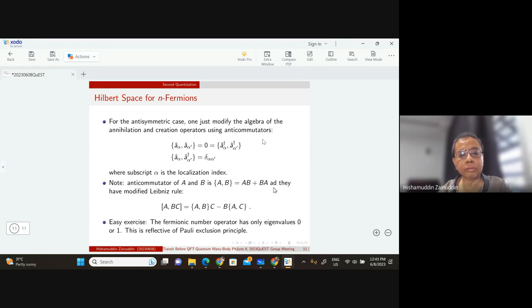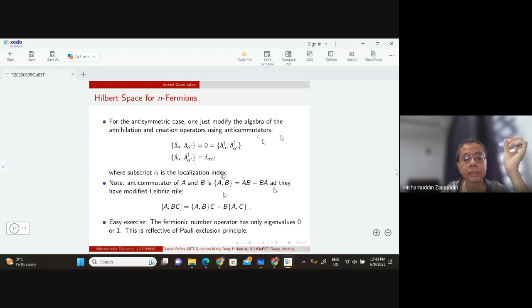One should also be able to define, remember, when you do all this, you have products of operators. One should be able to find a modification to the Leibniz rule. Remember the Leibniz rule is like the derivation property. Here what happens is that there is a mixture between commutators and anti-commutators. Again, I don't have a very nice way to introduce this.